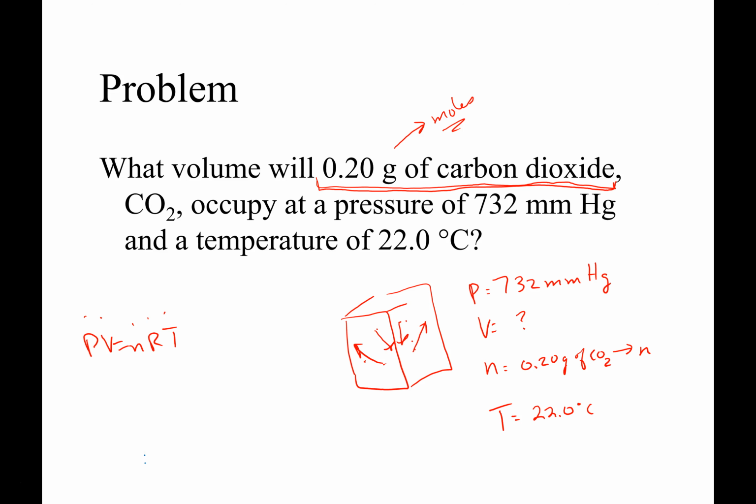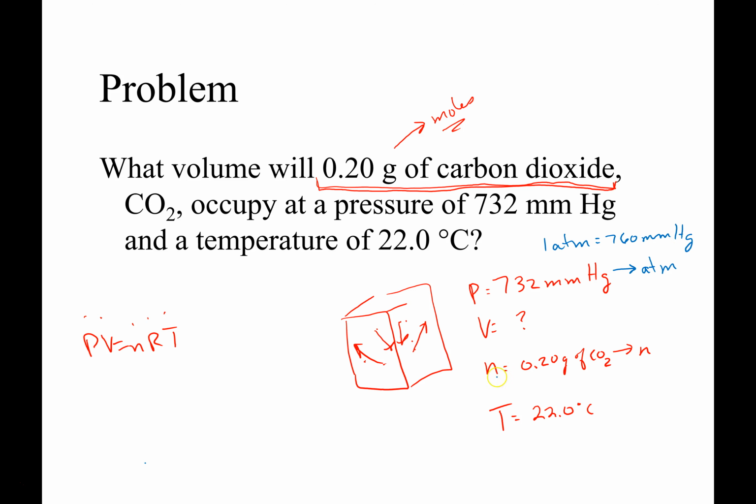So for instance, if we use the R value we're using, do you know what units of pressure need to be in? They can't be in millimeters of mercury. Units of pressure need to be in units of atmospheres. Do you remember the relationship between millimeters of mercury and atmospheres? It's an exact relationship. As it turns out, 1 atmosphere is exactly equal to 760 millimeters of mercury. So we're going to use that.